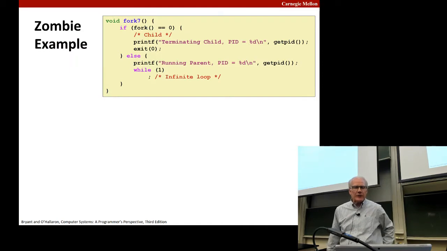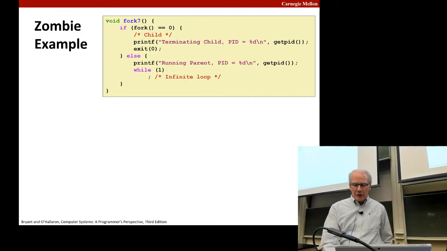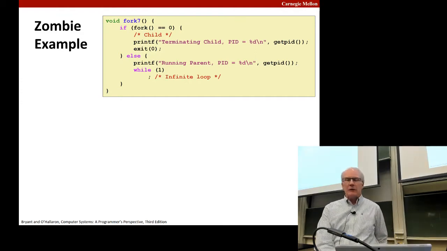So here's an example of some code. You see it calls fork, and within the child just exits. But the parent doesn't really do anything. The parent just runs forever. So not a very exciting program, but it demonstrates this idea that the parent hasn't done anything about its terminating children.